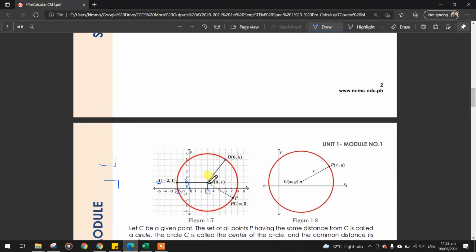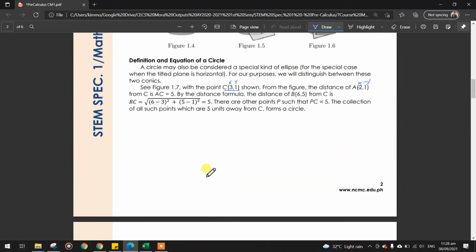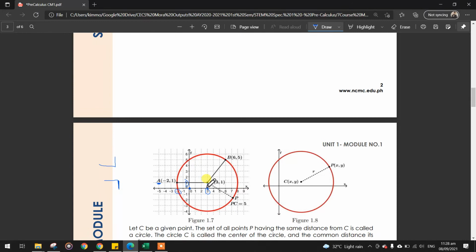So we have point C, then we have point A. From A to C, the distance is equal to AC, and that is equal to 5. The distance from point A going to point C is what we call the AC distance. You just put the two letters together, meaning that is its distance.